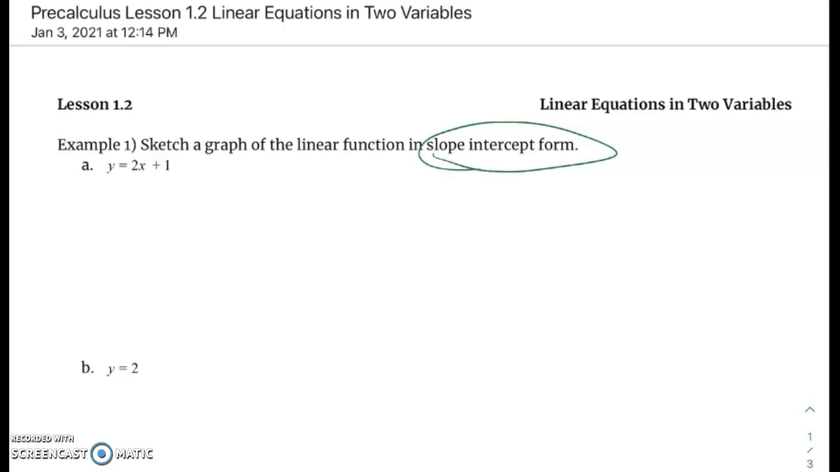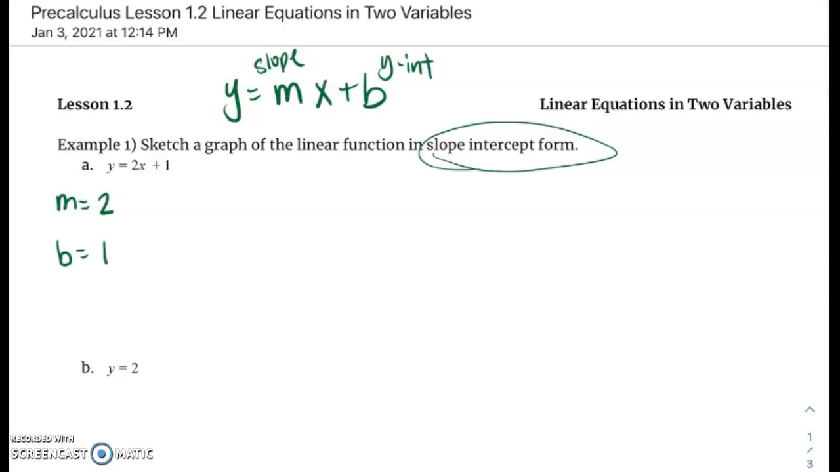That would be y equals mx plus b, where m is the slope and b is the y-intercept, where it's crossing the y-axis. So if we're looking here, my slope is 2 in part A, and my y-intercept would be 1. So now to graph that, draw your x and y axis, and then you're going to have a start with your y-intercept at 1.